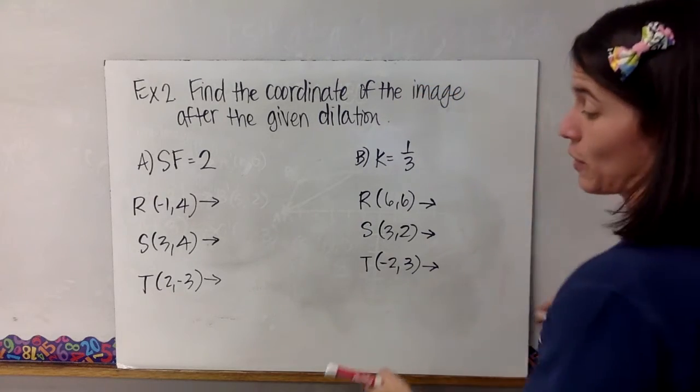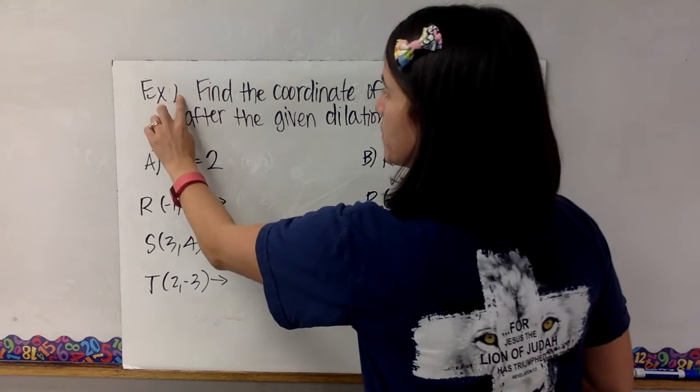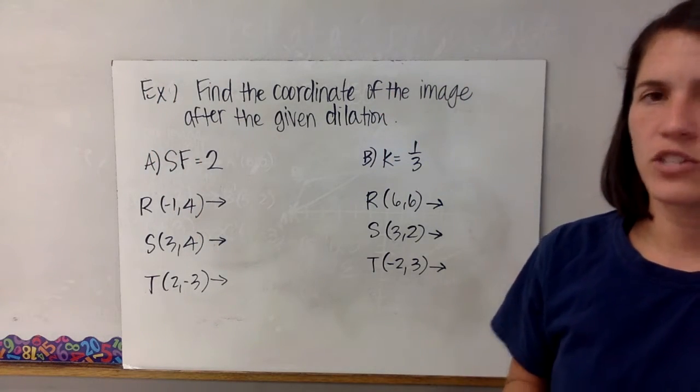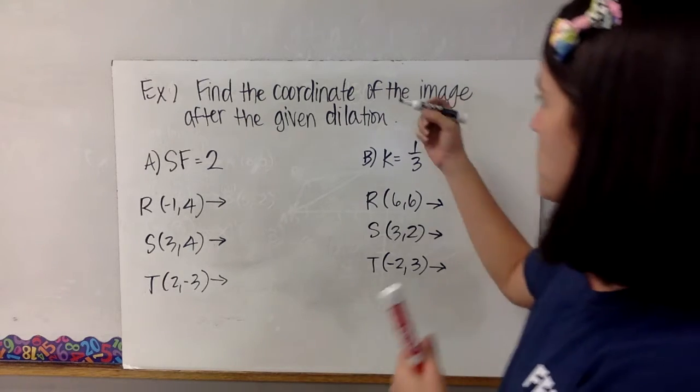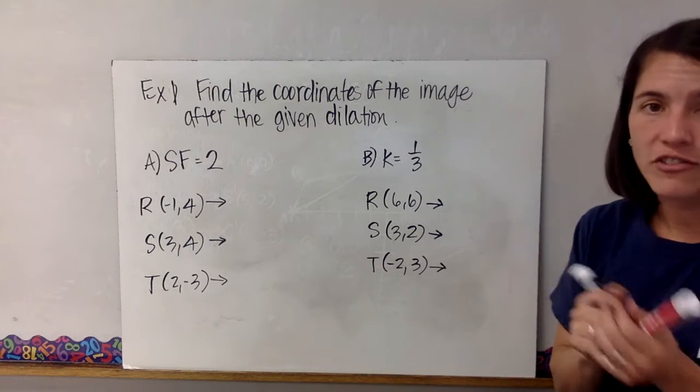This is example 2, but really it's example 1. Example 1. Find the coordinates of the image after the given dilation. I'm just messing up everywhere.